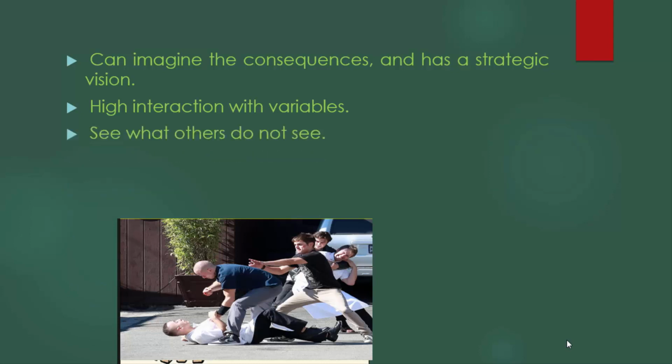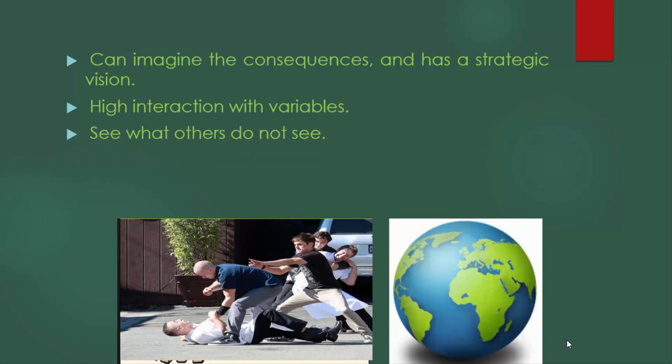He sees what others do not see. Why? Because he sees or focuses on the global image. He can see the earth, but he has no idea about the details of the people, the details of the mountains, the details of the seas. He always focuses on the global image. That's why he will tell you, I see what you do not see.